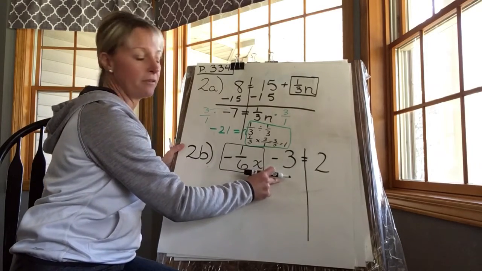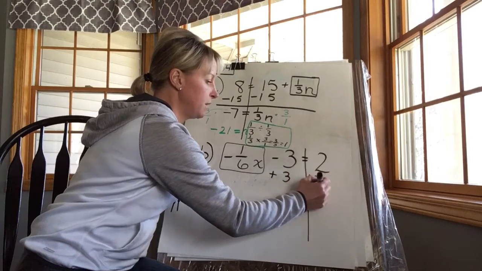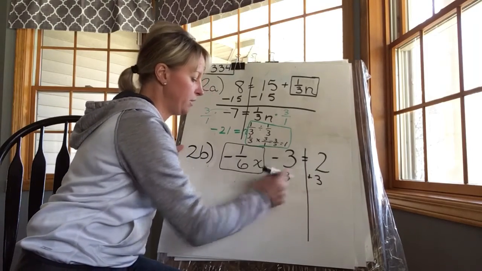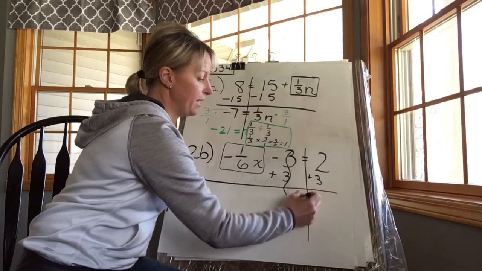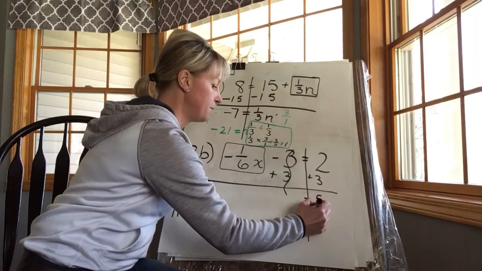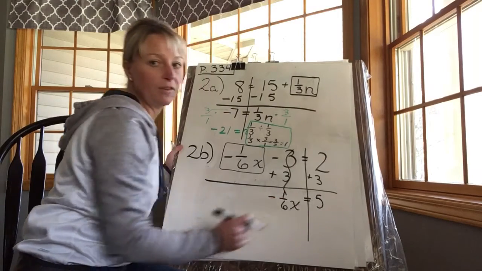So we need to get rid of the 3. We're going to add 3 to both sides, because we want to cross that equal sign, so we had to change that sign. These canceled each other out, and we're just adding 2 positive numbers, so that is 5. We are left with a negative 1/6 x equals 5.